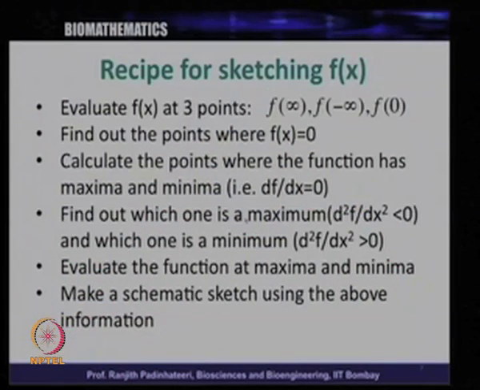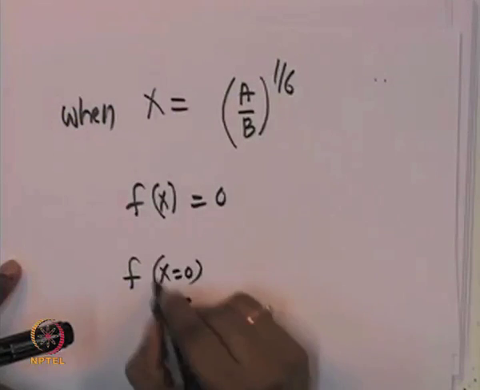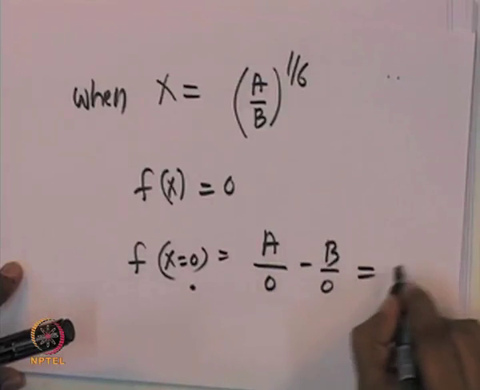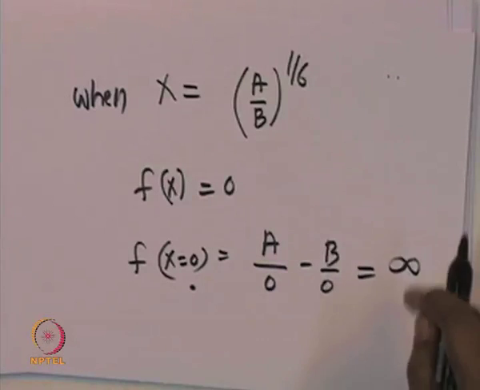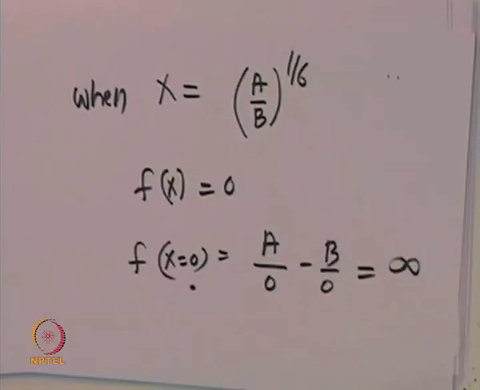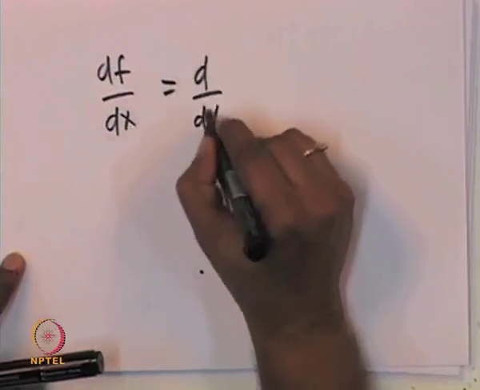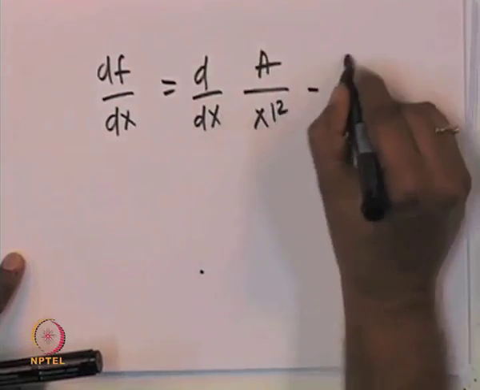Now, the next recipe step says to find out where it has a maximum or a minimum. But just before that, we forgot one thing: we wanted to find out the function at x equal to 0. So f at x equal to 0 is a by 0 minus b by 0, which is basically infinity. So at x equal to 0 the function is infinity. That we know. Now, we want to find out the derivative. What is the derivative of this function? df by dx is d by dx of a by x power 12 minus b by x power 6.